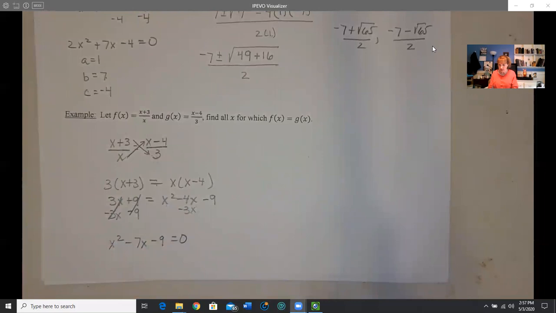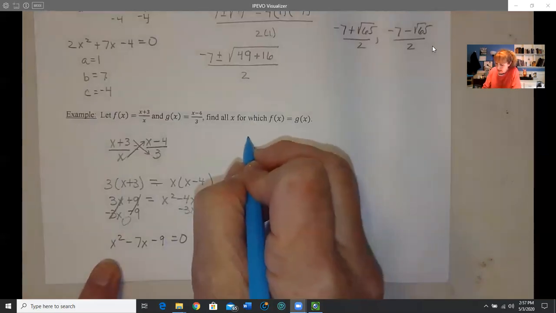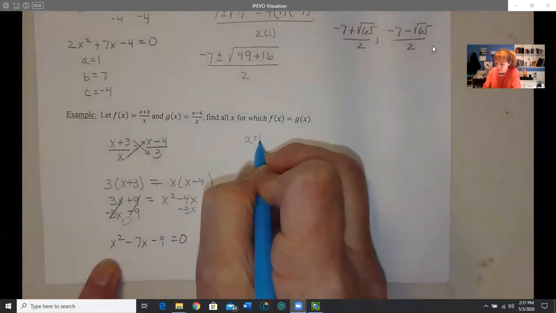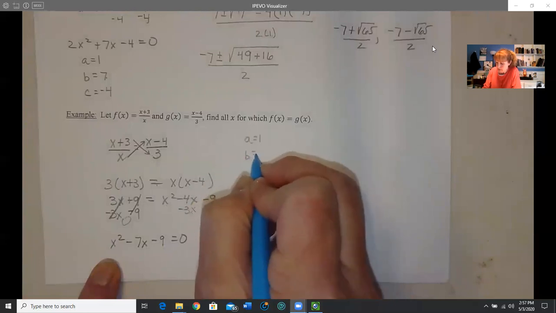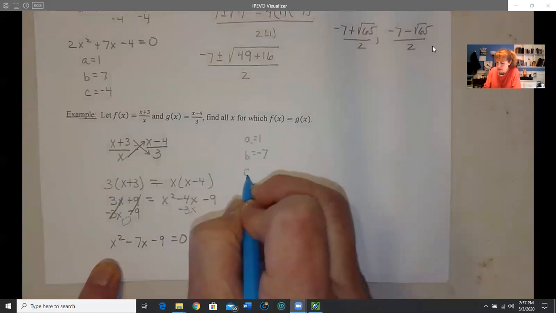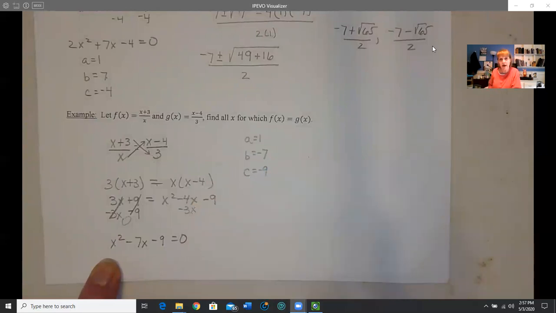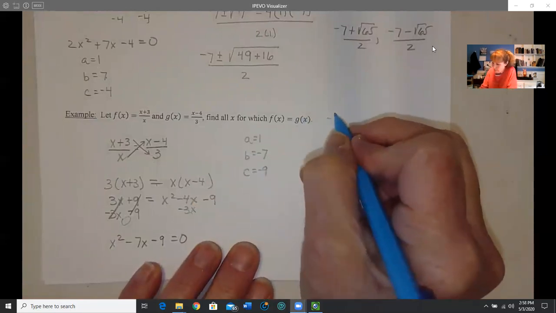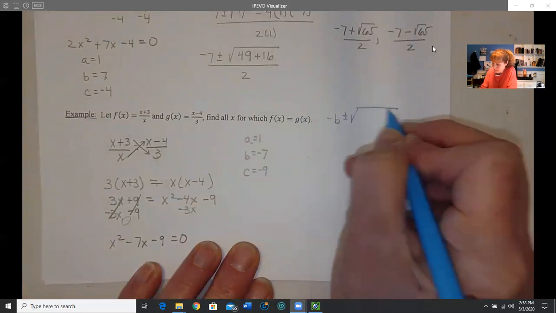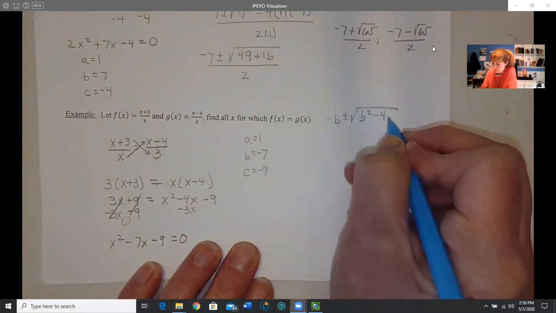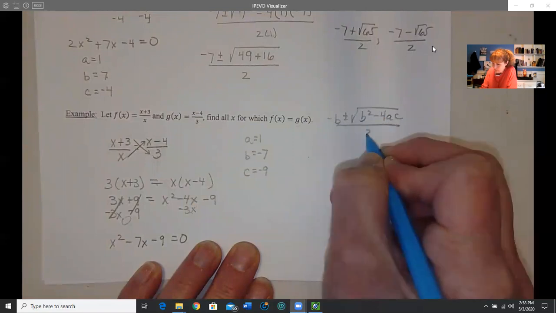All right. Because you get a 0 over here, now we're going to use the quadratic formula. Go ahead and solve it using the quadratic. A is going to be equal to 1. B is going to be equal to a negative 7. C is going to be equal to a negative 9. And we'll go ahead and go through that. We have a negative B plus or minus the square root of B squared minus 4AC all over 2A.